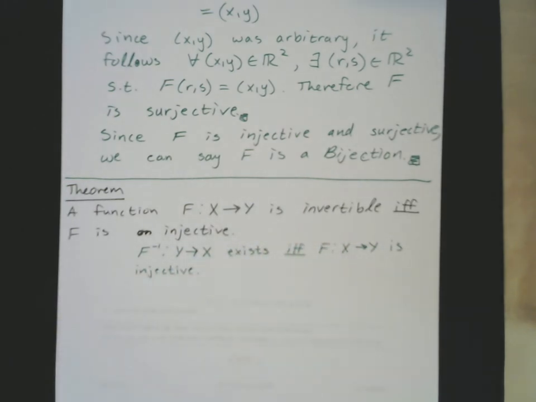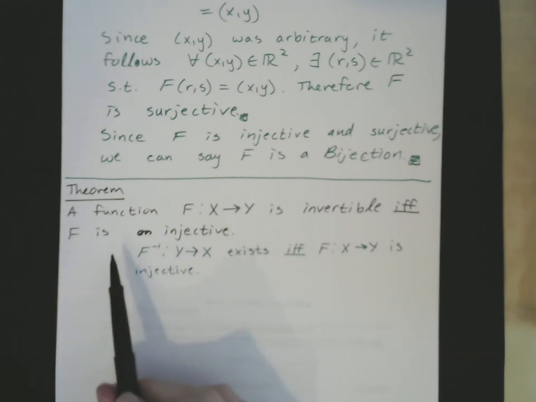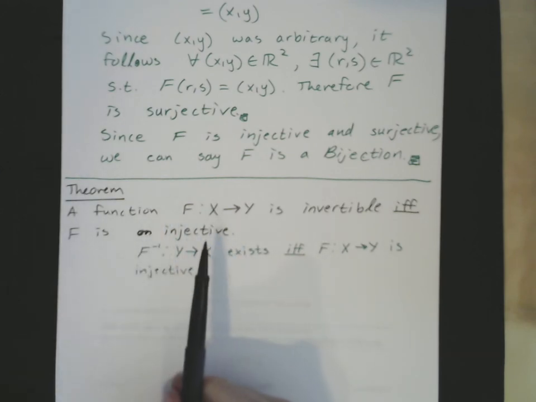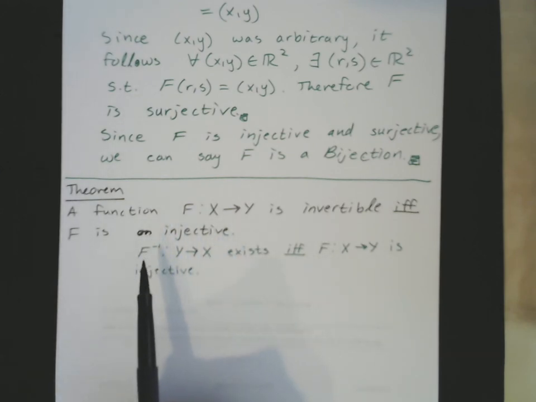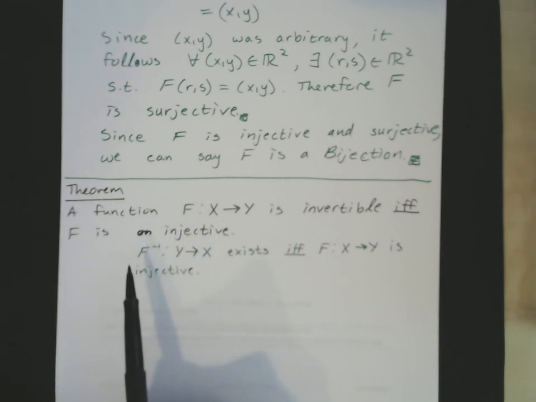So to prove that something is invertible or that its inverse exists, you prove injectivity first, and you say since the function is injective, it's invertible, or it has an inverse. This also means that, technically, you won't ever look at pre-images unless you are injective, because you can't go backwards.